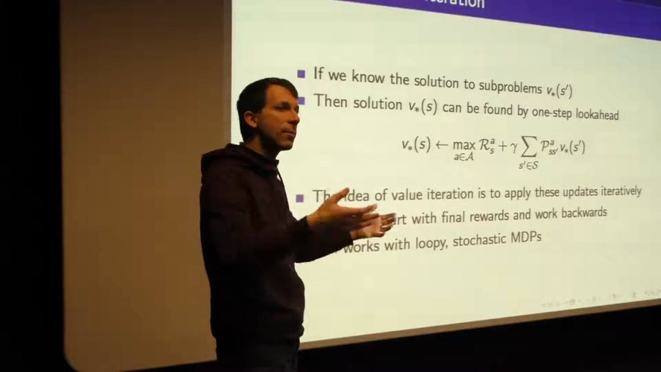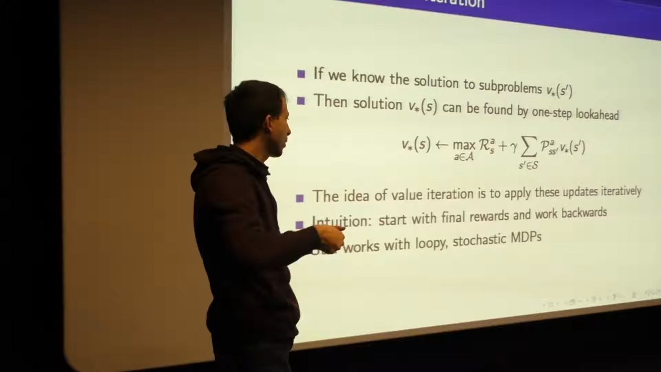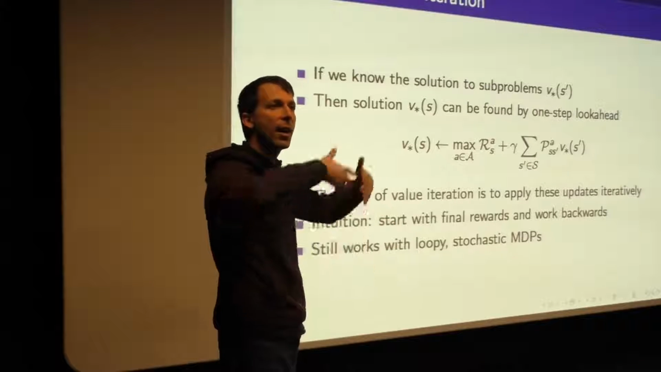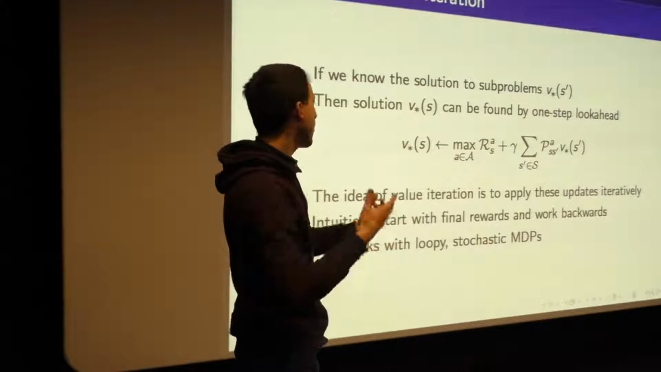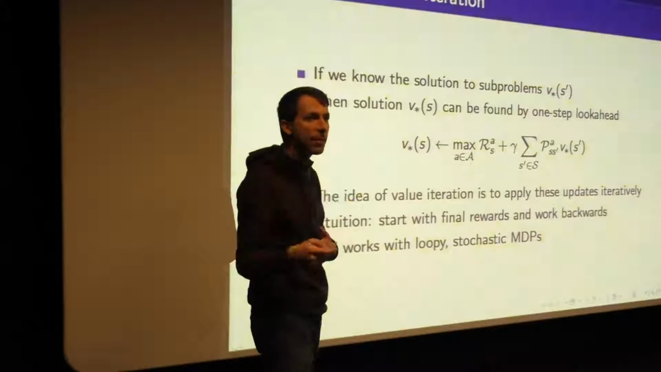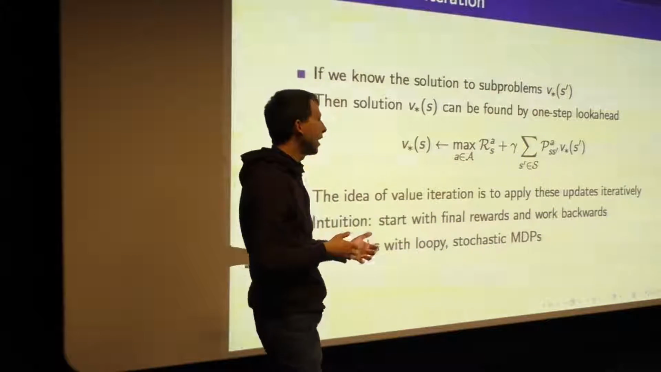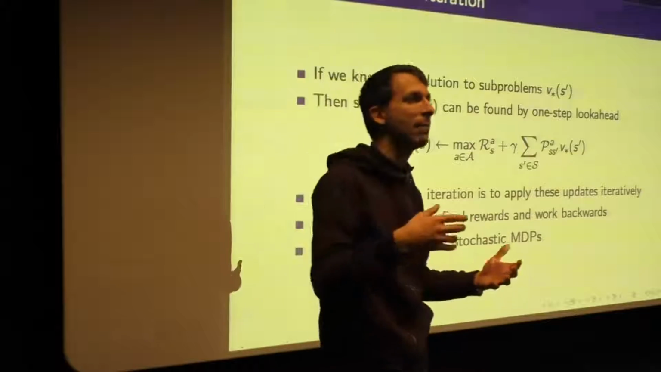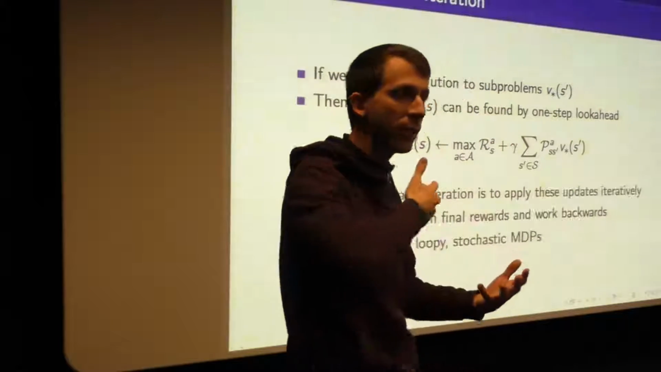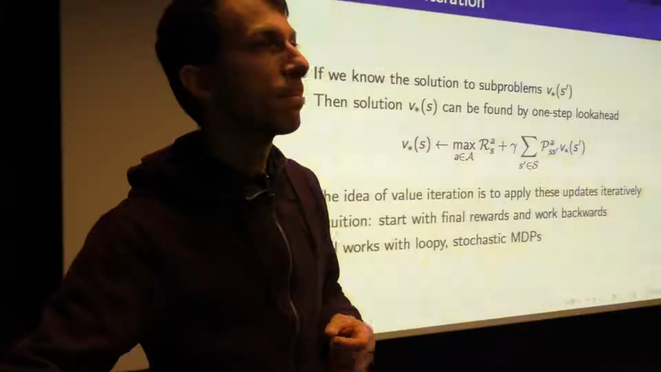Now, we're not actually going to do it by finding the goal and then working backwards. We're going to do it by just looping over our entire state space. And this is better because it still works if you've got loops in your MDPs or if you've got stochastic MDPs. We just want a general procedure, but the intuition is still there, that we work backwards through the MDP.